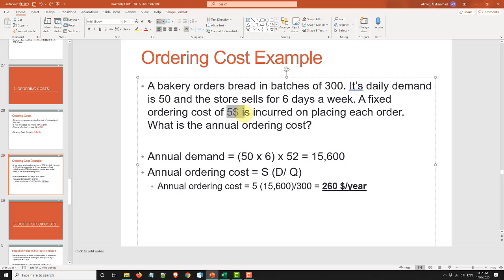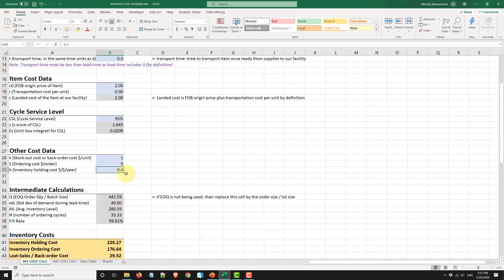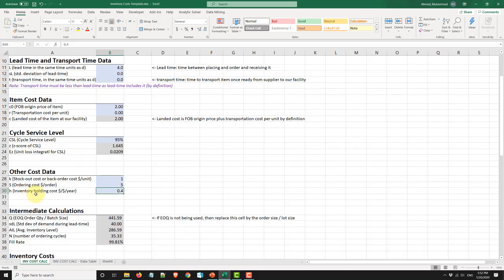Fixed ordering cost is $5. Okay, so we go here. Fixed ordering cost is $5. Now, what this spreadsheet does, it uses the EOQ formula, which is like an optimal batch size, to calculate that we are going to be ordering in batches of size 441.